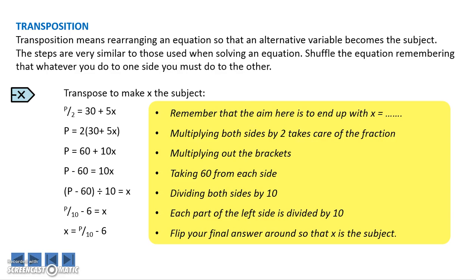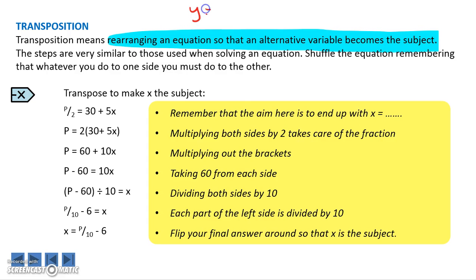So what transposition means is that instead of having y equals something, we're going to rearrange it so maybe x might become the subject or another letter depending on what was in the formula. So transposition means rearranging equations so that an alternative variable becomes the subject. So instead of it being y equals, say, 3x plus 2, we're going to turn it around so that we'll make it x equals.